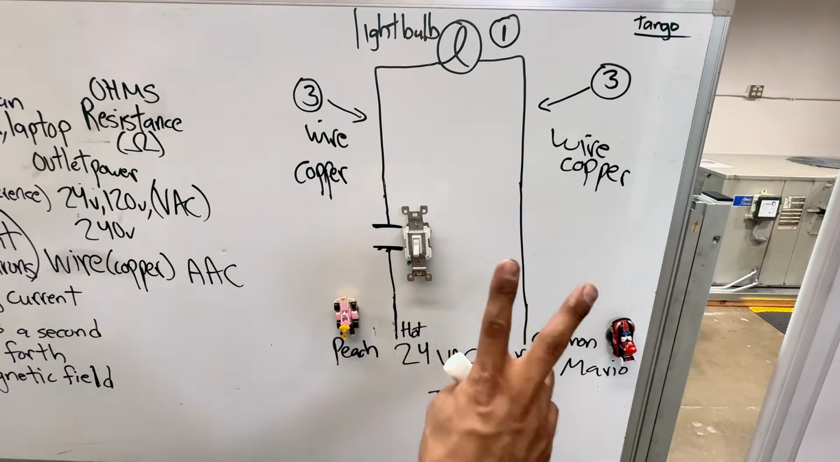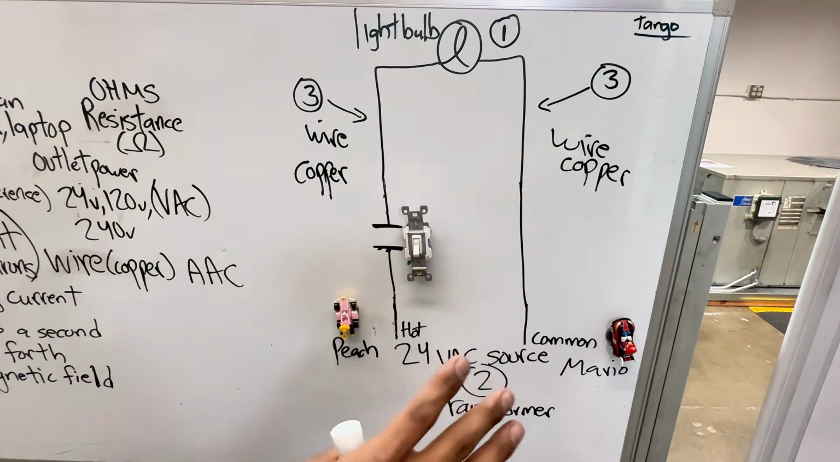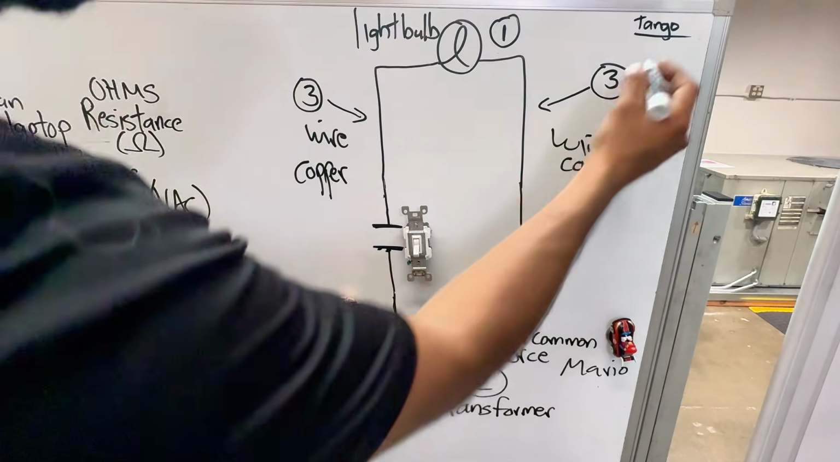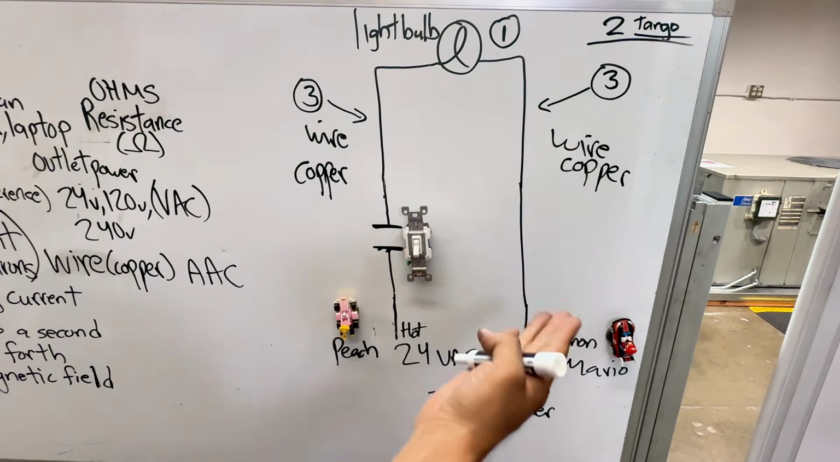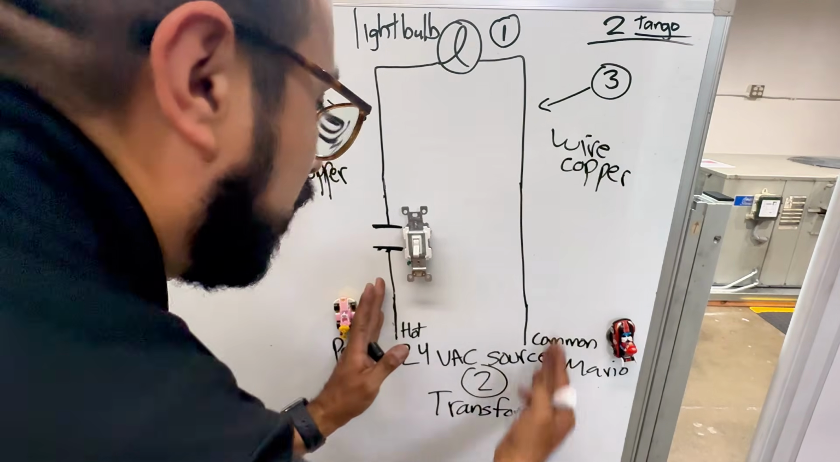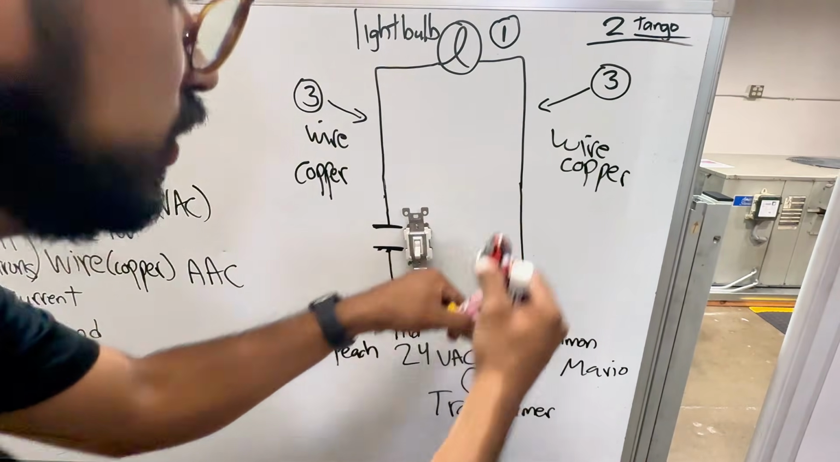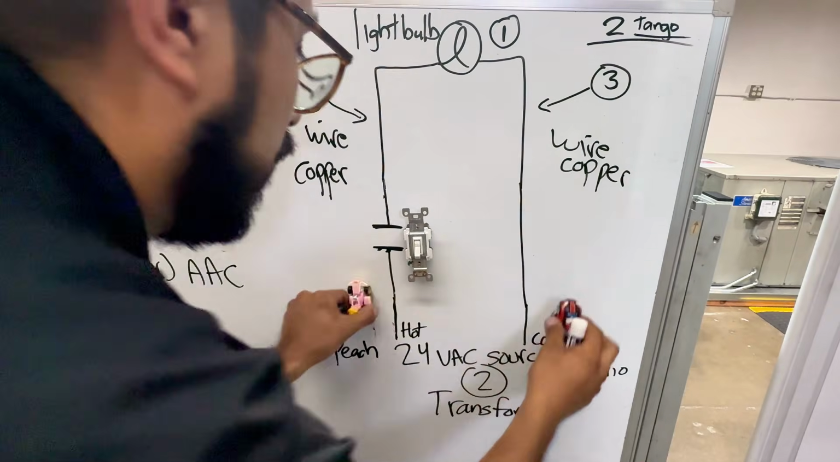So you always need, at least in single phase power, and in this case we're talking about single phase, 2 wires, right? It takes 2 to tango, right? That's the saying. So we need 24 volts. We have a hot and a common. We have Peach and we have Mario. It takes 2 to tango, right? To do a nice dance, to make things happen, okay?